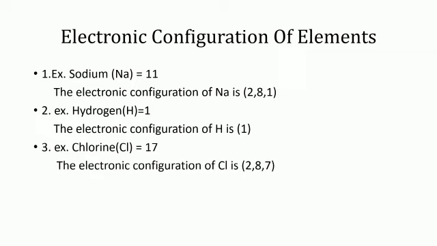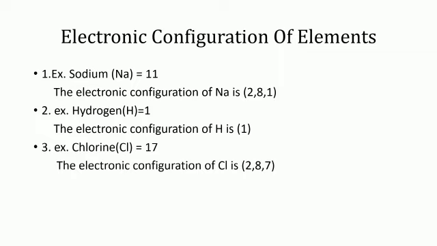Let's take another example of hydrogen. Hydrogen has 1 electron. So this 1 electron will be easily added in the K shell. Next example is chlorine. The atomic number of chlorine is 17. It means it has 17 electrons. In the K shell, 2 electrons will be added. In the L shell, 8 electrons will be added and the remaining 7 electrons will be added in the M shell. So the electronic configuration of chlorine is 2, 8, 7.